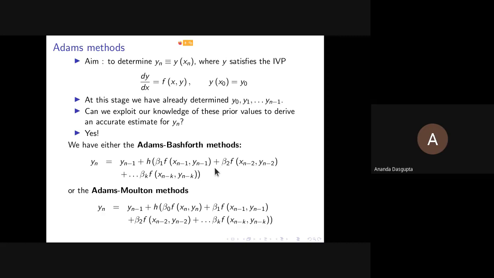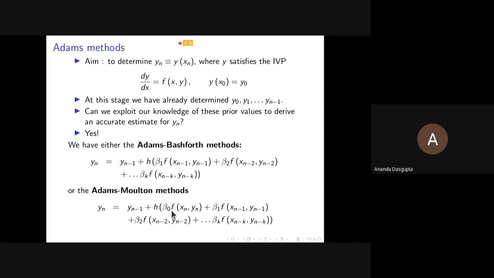So what is the basic difference between the two methods? If you were to qualify the methods using adjectives, what kind of adjectives would you use? We have just used that a while ago. An implicit technique. Adams-Bashforth is an explicit technique, because here this is an explicit formula for calculating yn. Adams-Moulton, on the other hand, is an implicit technique, because yn is appearing on both sides of the equation. You solve this to find yn.